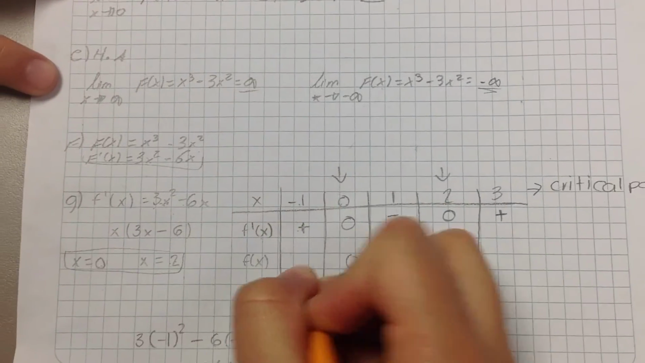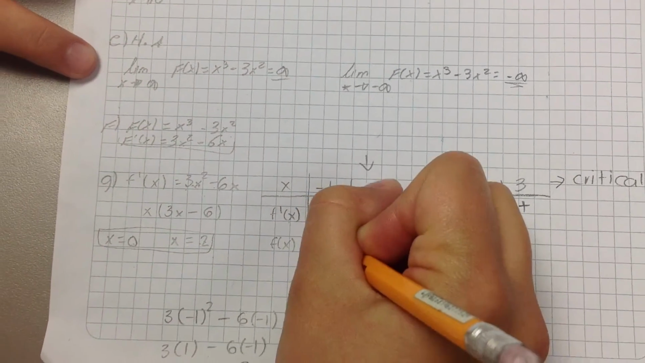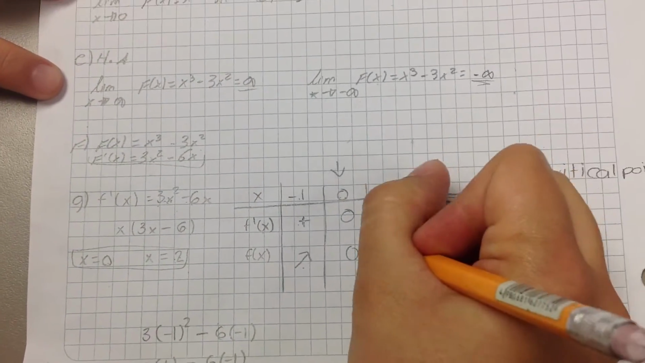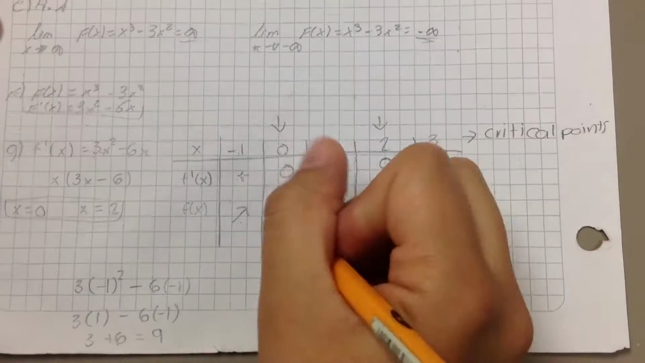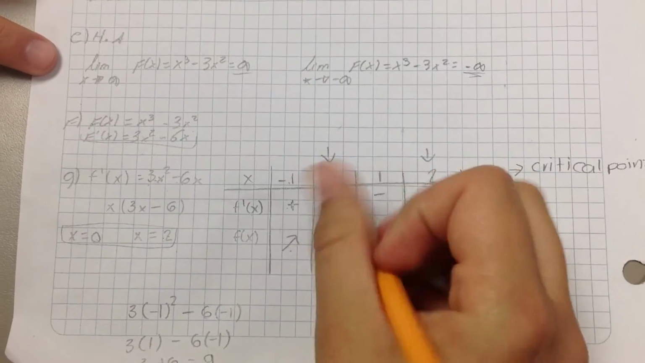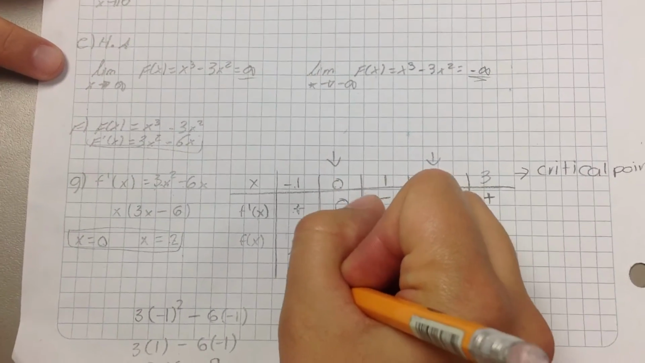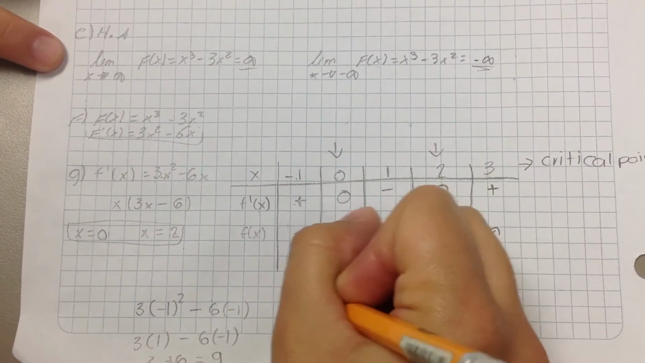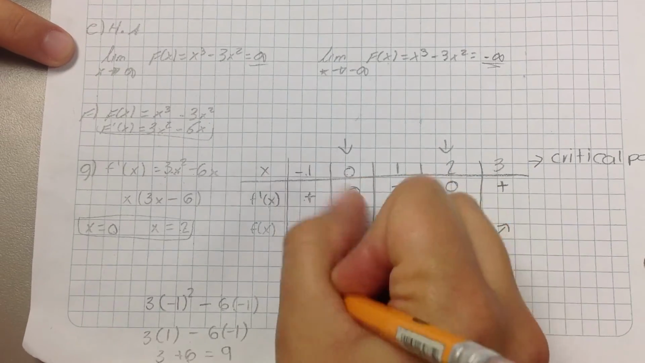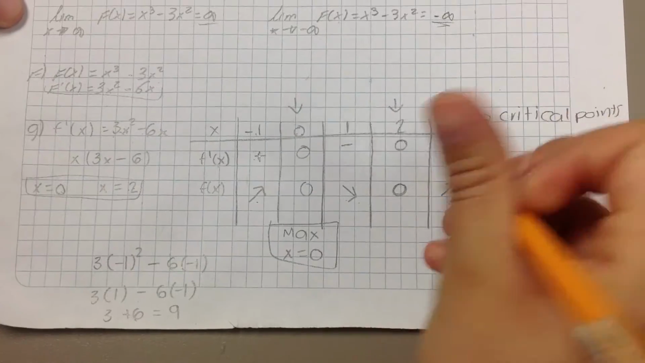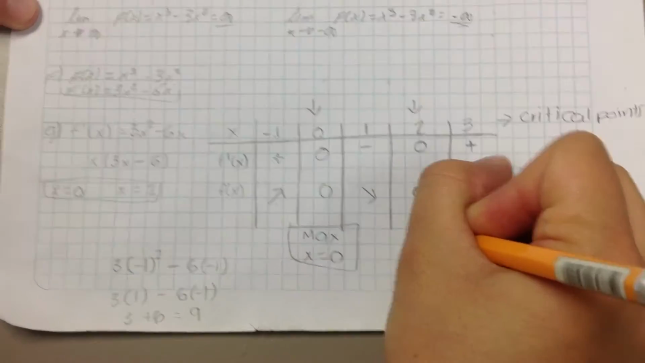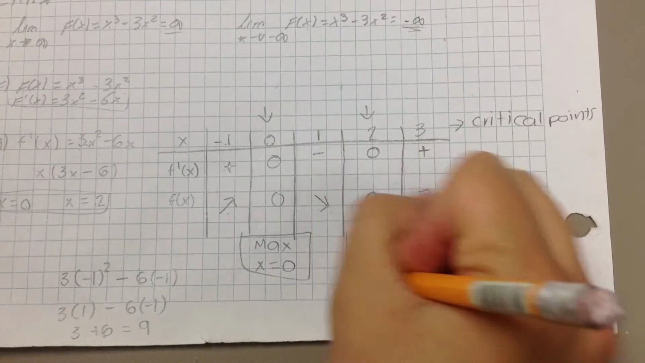So if we have positive, we know that it's going to go up, and negative, down, and again, up. Here, because we change our direction, it is going to be our maximum. So x equals 0 is our maximum. And here, because we're changing again, is our minimum. x equals 2 is going to be the minimum.